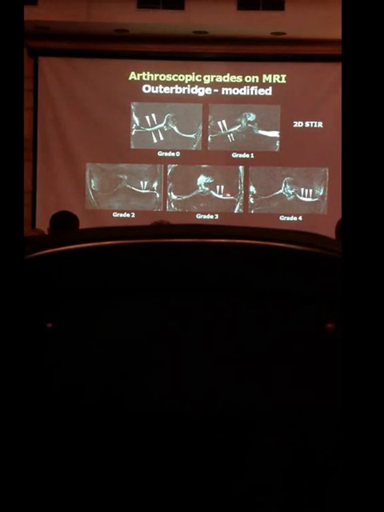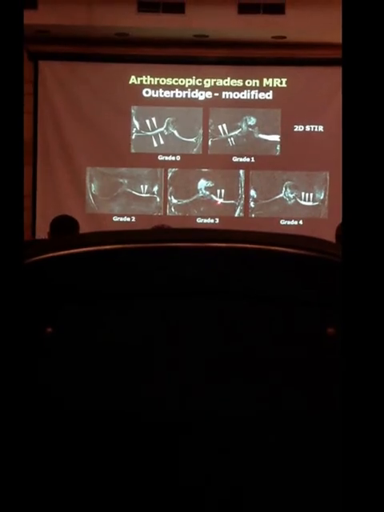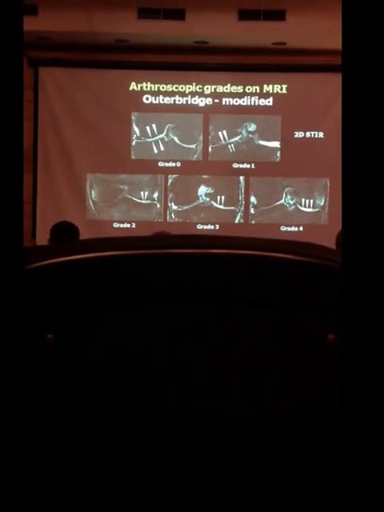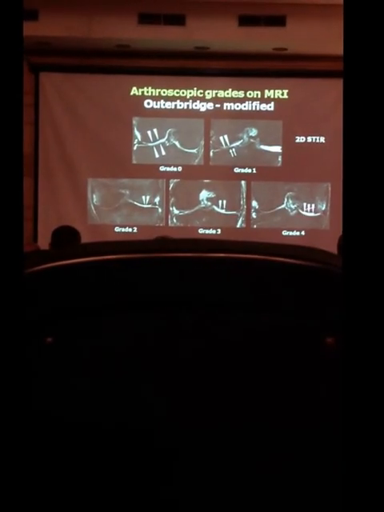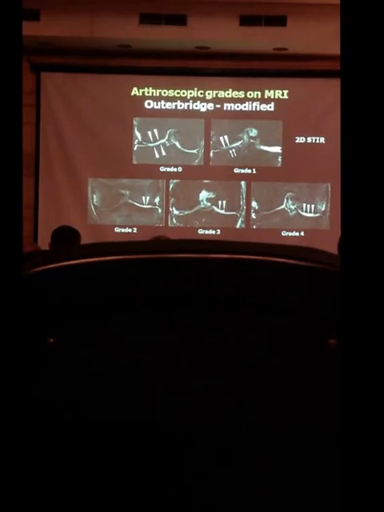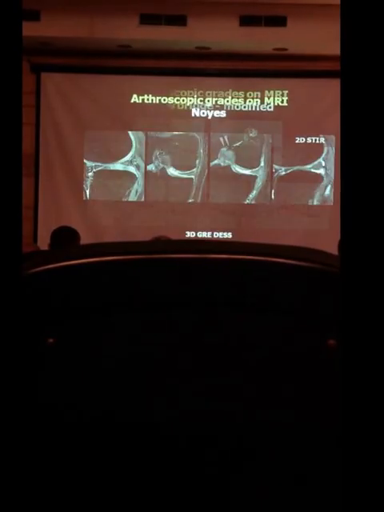Grade 3, as you can see here, is a wider partial thickness defect, more than 1 inch, or you can have a very small fissuring going directly through the subchondral bone. You can call it grade 3. And when you have wide exposure of subchondral bone, we're talking about grade 4 in the Outerbridge classification.